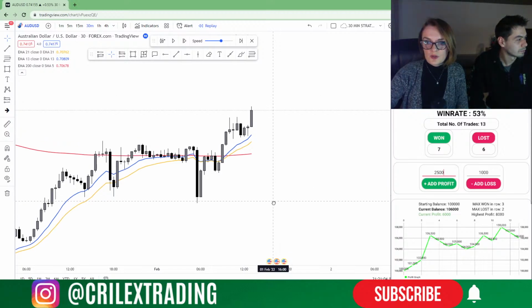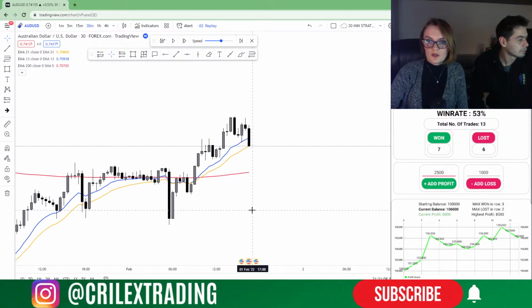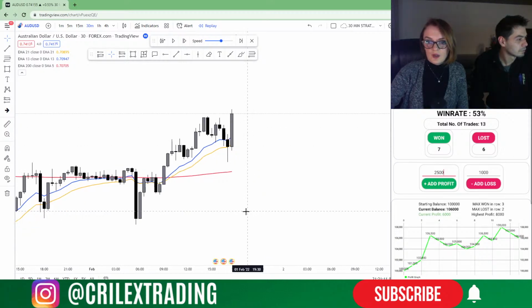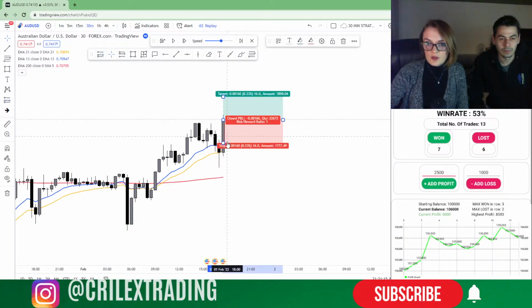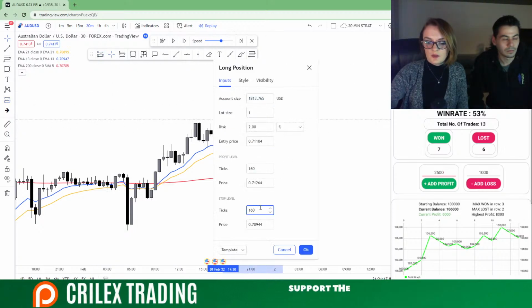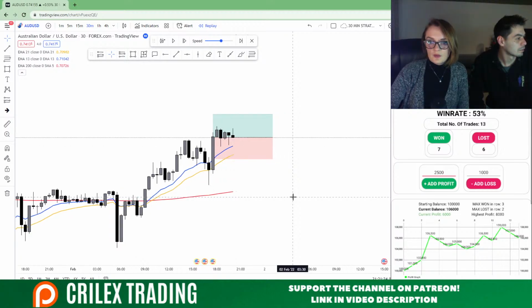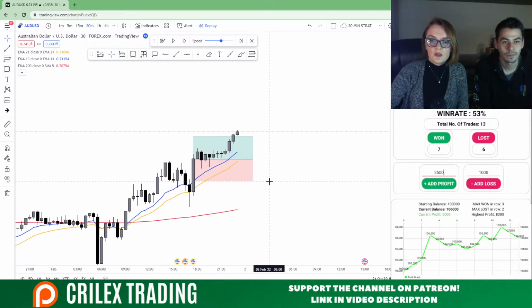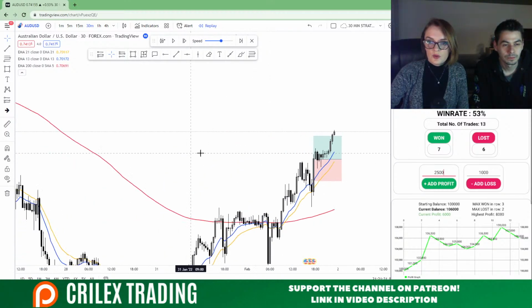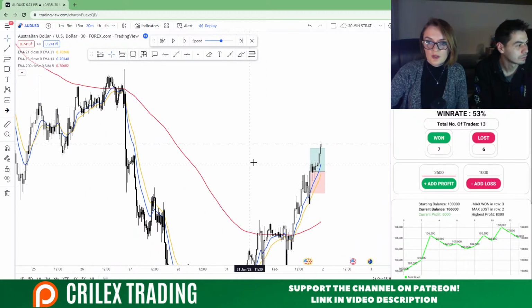Okay, we are going to wait for a pullback into the 21 EMA for another entry here. And after this candle we would have another buy position here, 150 points stop loss. Right, as soon as 1-to-1 was hit, our stop loss is on break even, so no more risk on the table for this position. And now we are going to look for a target zone.